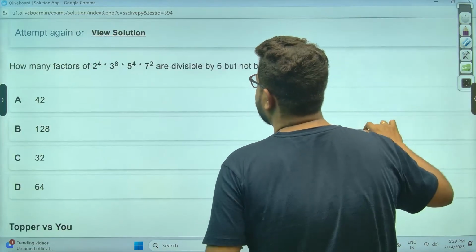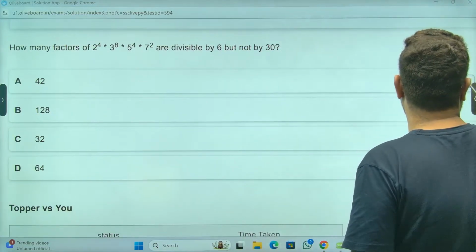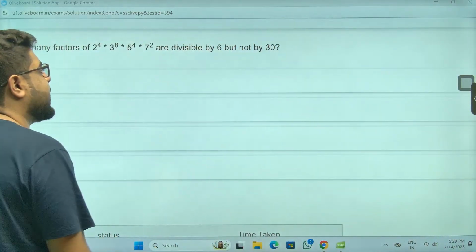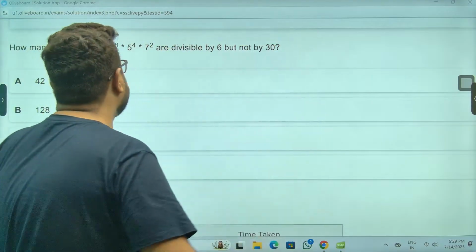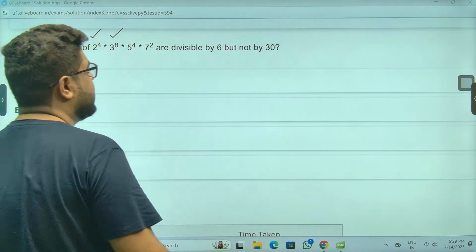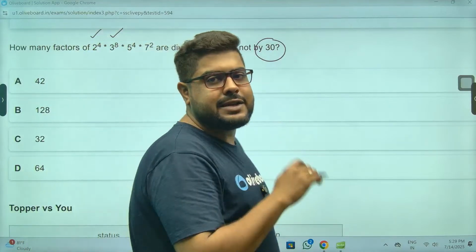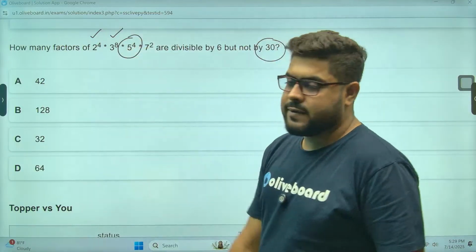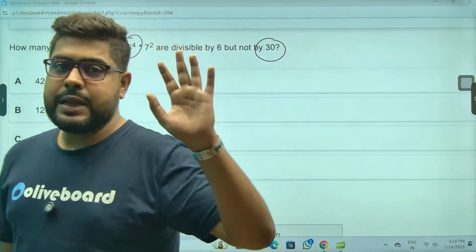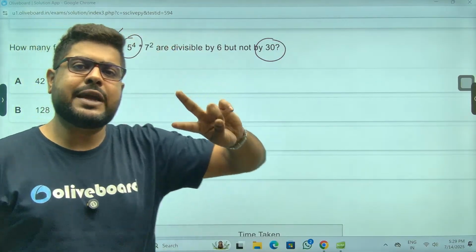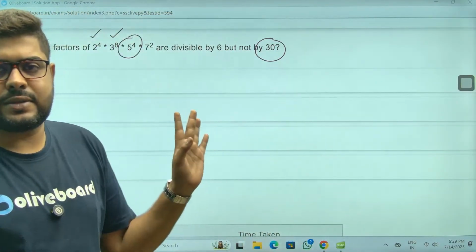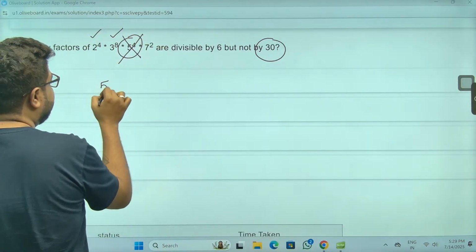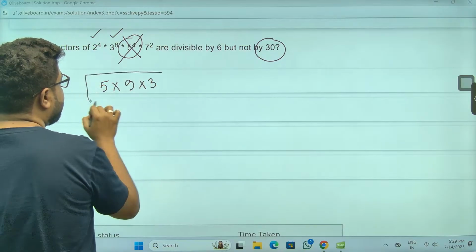How many factors of 2 to the power 4, 3 to the power 8, 5 to the power 4, 7 square are divisible by 6 but not by 30? Divisible by 6 means I need a power of 2 and a power of 3. Now, 6 times how much is 30? Any 5 will give you 30. If any 5 remains, a multiple of 6 multiplied by 5 will be a multiple of 30. So remove the 5 and just figure out the number of factors.